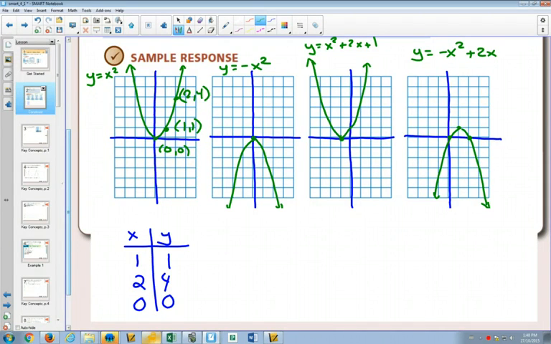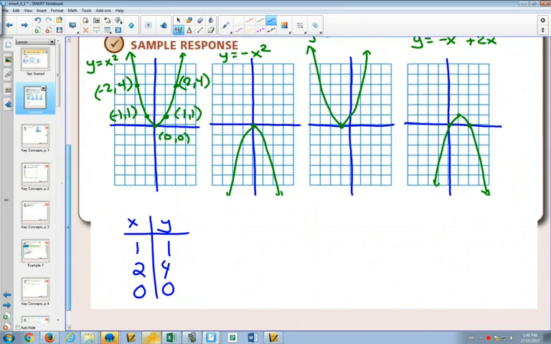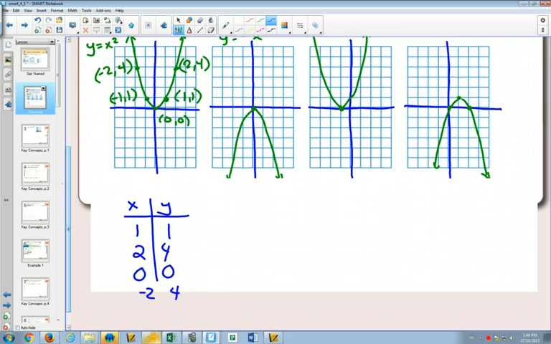A parabola is symmetrical. So when I have 1, 1, I also have negative 1, 1. And when I have 2, 4, I also have negative 2, 4. Because if you plug in negative 2 squared, it is positive 4 as well.